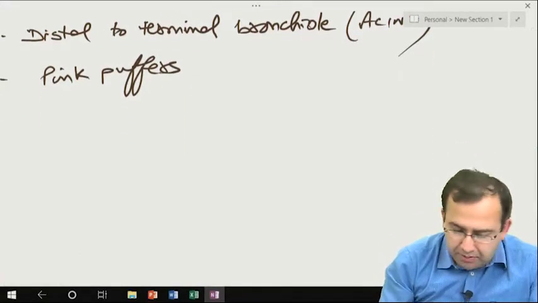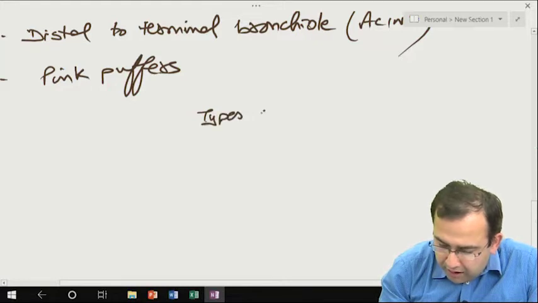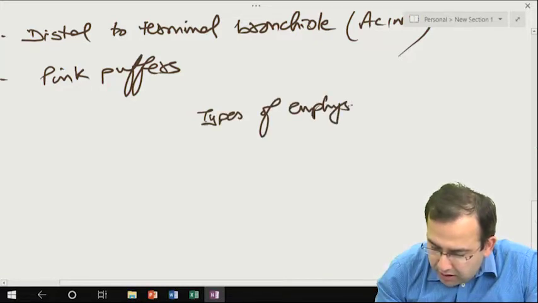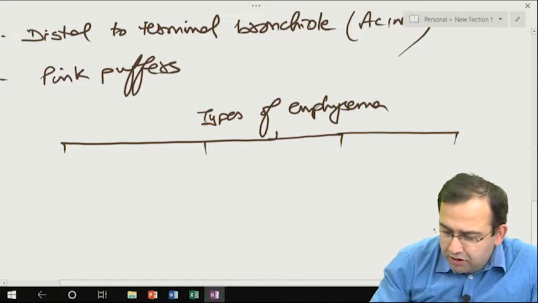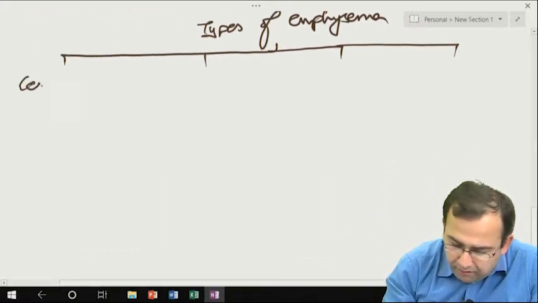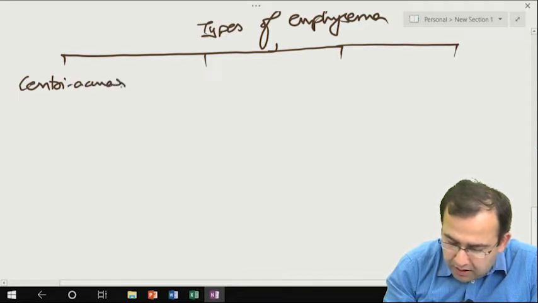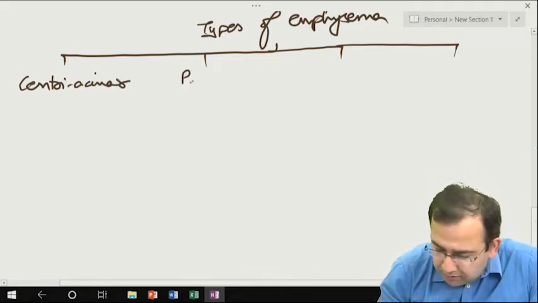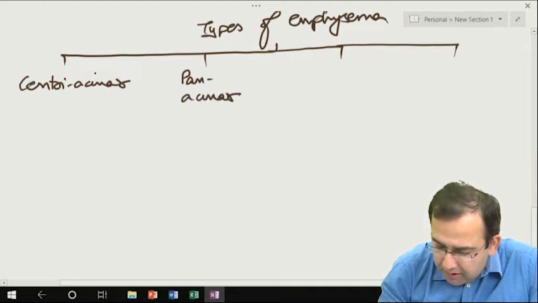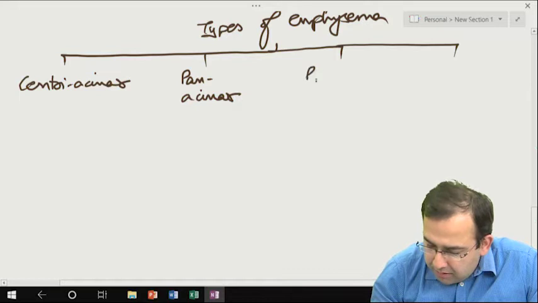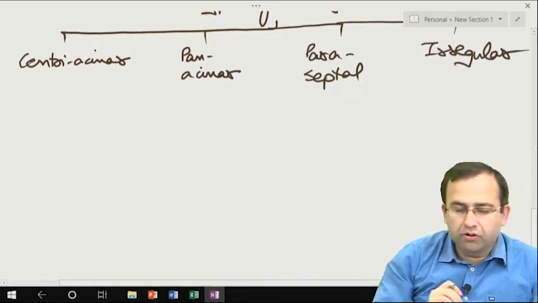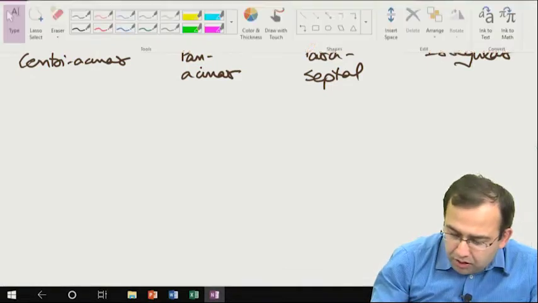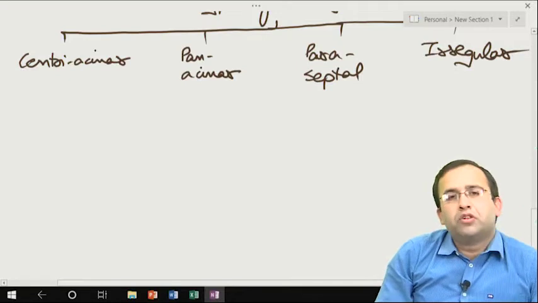Emphysema is of four main types, that is types of emphysema. Let us again make a flowchart. Emphysema is of four types: centriacinar, panacinar, paraseptal and irregular. So it is of four types. First point, most common emphysema. Most common centriacinar?